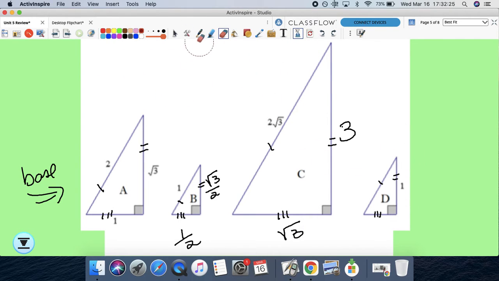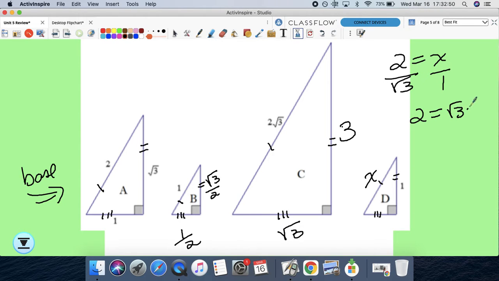Tiny triangle. Let's call this x, and again, let's set up our proportions. So 2 corresponds to x this time, and that 1, sorry, we can't use that 1 because we don't have the value here. So that square root of 3 corresponds to 1. Cross multiply, we get 2 on one side, and on the other side, we get square root of 3 x. We're going to divide both sides by square root of 3, and x equals 2 over square root of 3.